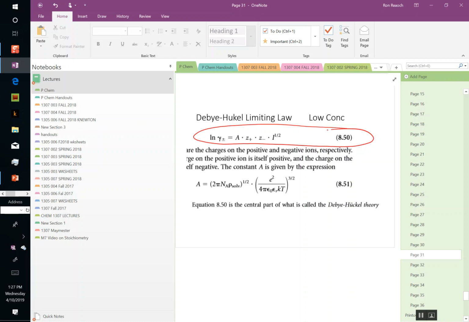Yeah, and probably we won't go past equation 8.50. There's a concept called equivalent conductance, equation 8.65. We won't deal with that either. All right, so you can ignore 8.65. Ignore anything past the Debye-Huckel limiting law.